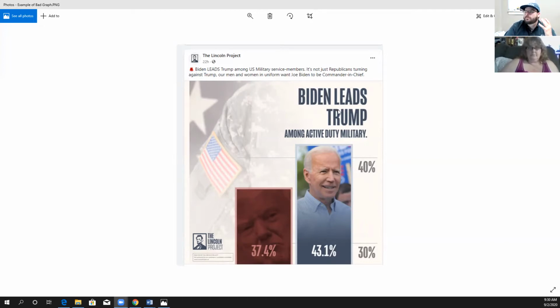Okay, so they did a poll, I guess, and I'm not sure who did it. I don't know anything about this. Again, we're not going into politics. But they did a poll and found that among active duty military, 43% are supporting Biden, where 37.4% are supporting Trump. But if you look at this graph, it looks like Biden has a much more commanding lead than less than 6%. Okay, so less than 6% lead. It looks like a huge gap, right?